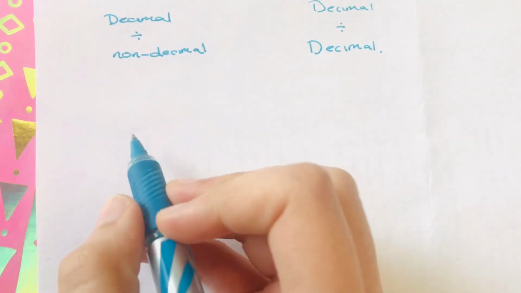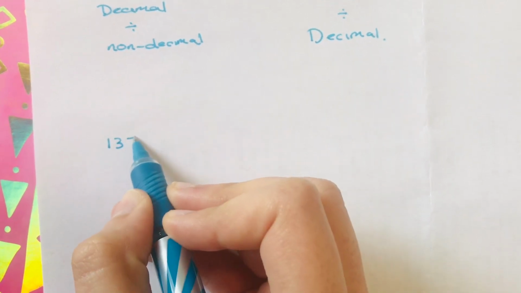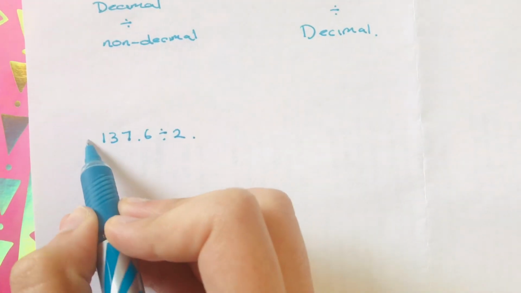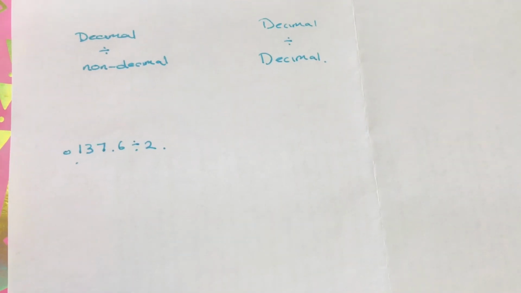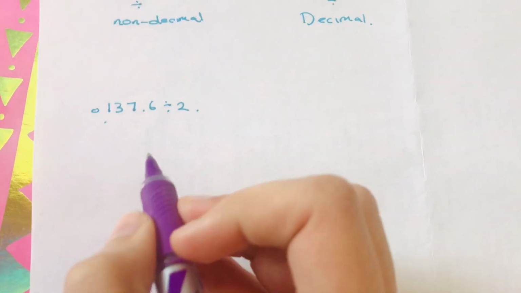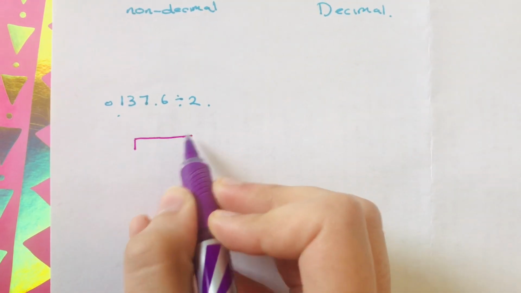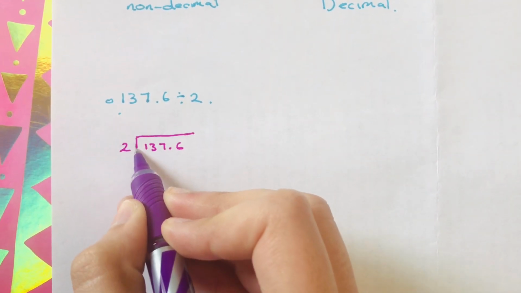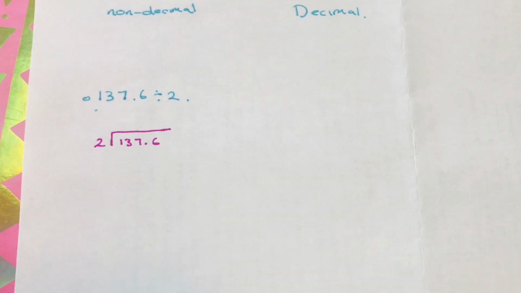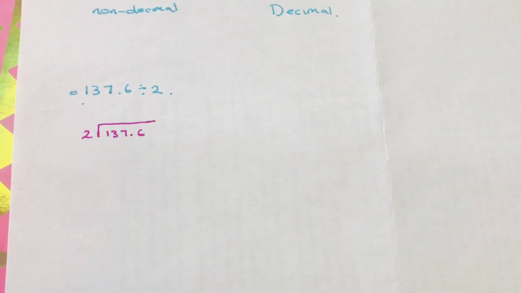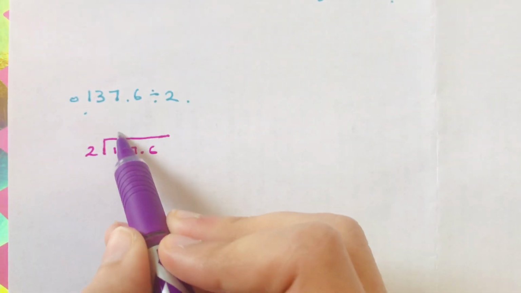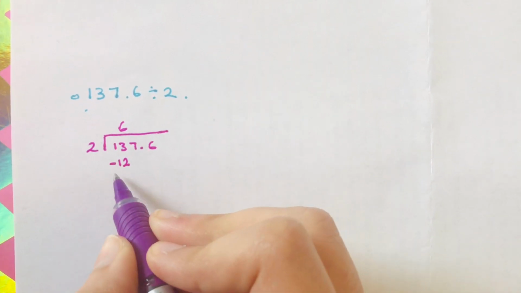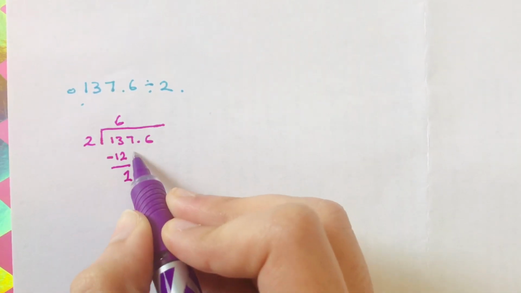One example is 137.6 divided by 2. To do this, first put 137.6 under the division sign and the 2 outside, since it's your divisor. Then 13 divided by 2 is 6, and 6 times 2 is 12. It's like normal division till now. The remainder is 1, you bring down 7.